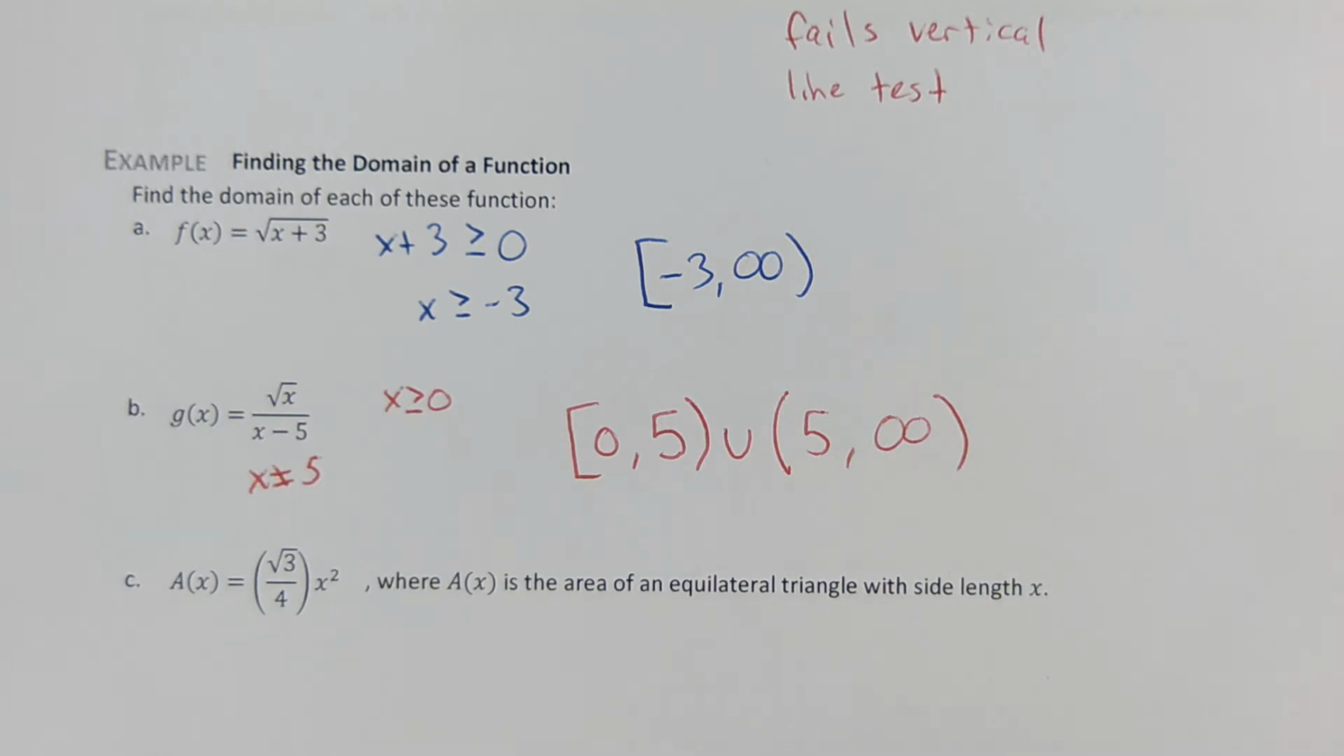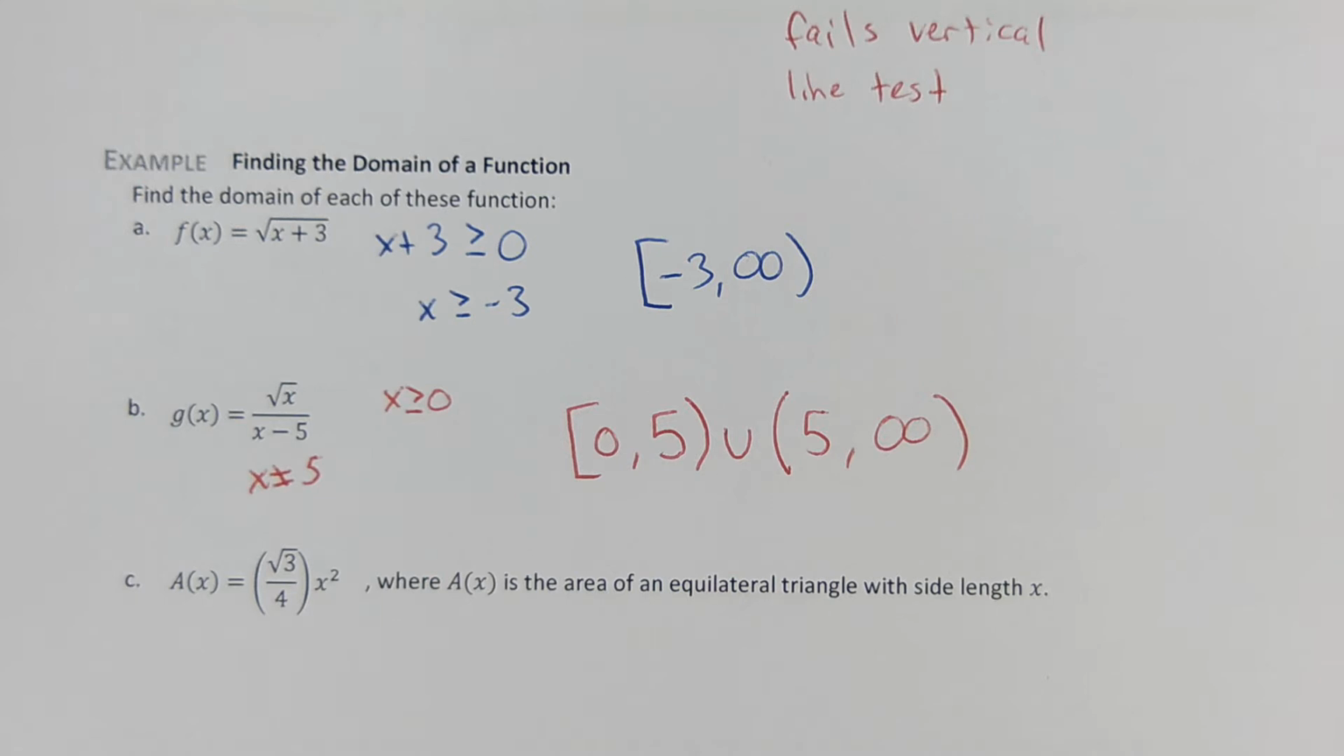And C. What we have here is A of x, some weird fraction, root 3 over 4, x squared. That's a parabola, right? Normally, a parabola's domain is all real numbers. You could square anything you want, can't you? So normally, it would be all real numbers. But we've got this little blurb afterwards that says, by the way, A of x represents the area of a triangle where the side length is x.